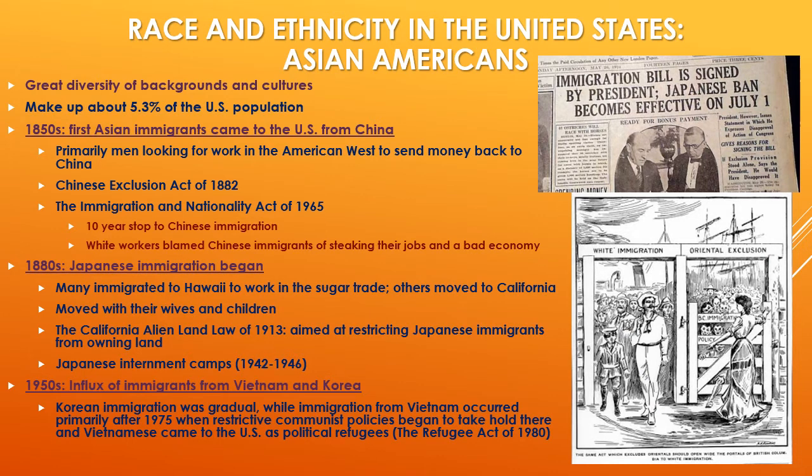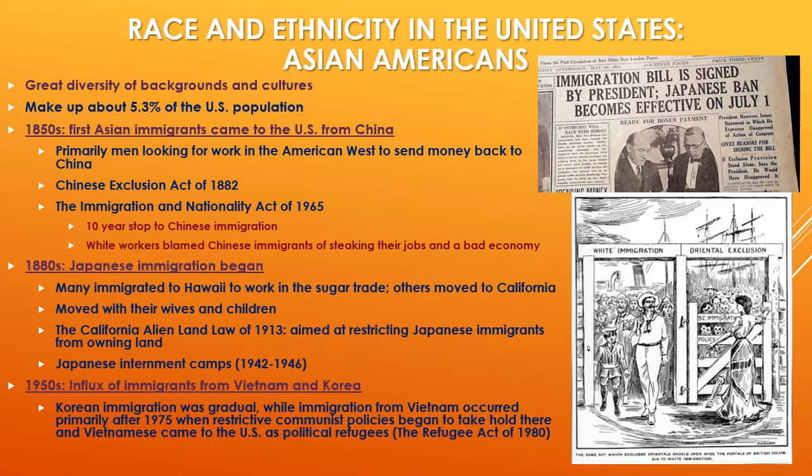So now we're going to turn toward Asian Americans. The category of Asian Americans spans a great diversity of backgrounds and cultures. Asian Americans compose about 5.3% of the U.S. population. During the 1850s, the first wave of Asian immigrants came to the United States from China. They were mostly Chinese men looking for work in the American West in order to send money back home to their families.